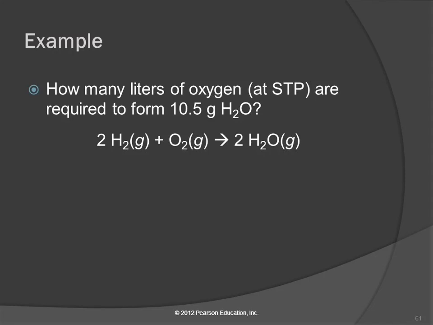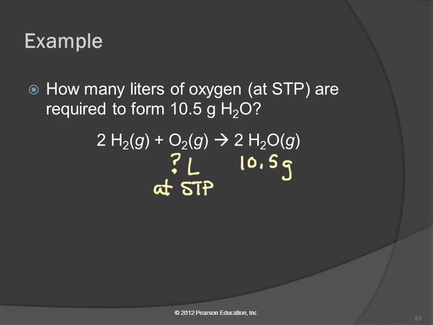Okay, so here's another stoichiometry problem with gases in it. How many liters of oxygen at STP are required to form 10.5 grams of water? So the question is how many liters of oxygen, so question mark liters, and they're giving us that we want to make 10.5 grams of water. And the other little detail in there, not to be overlooked, is at STP. So anytime you see at STP, think, maybe I can use that 22.4.